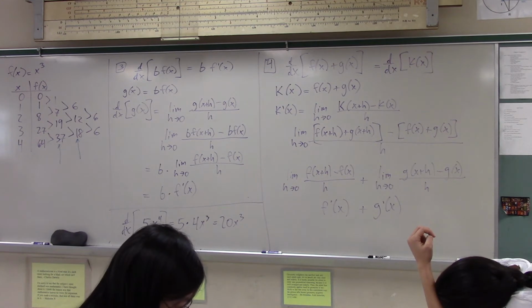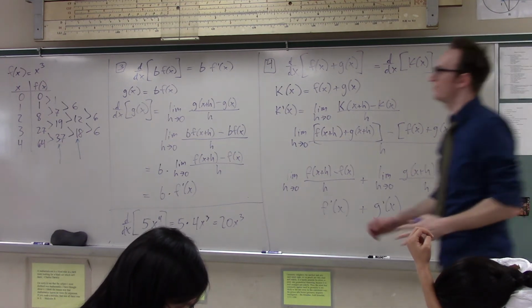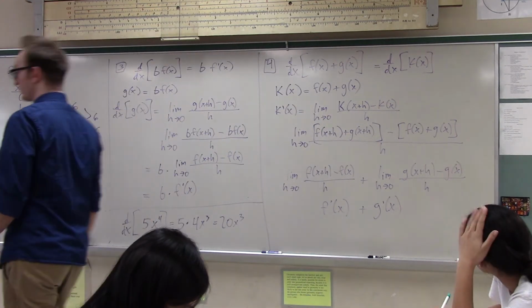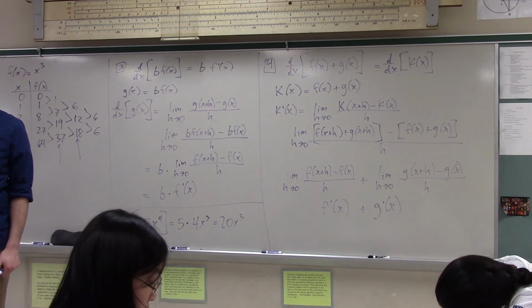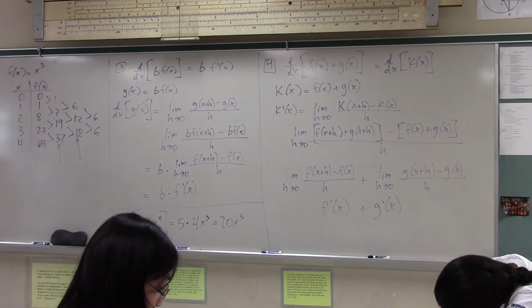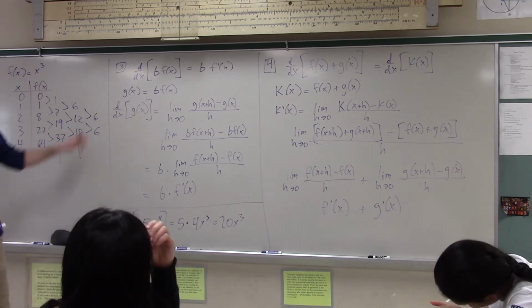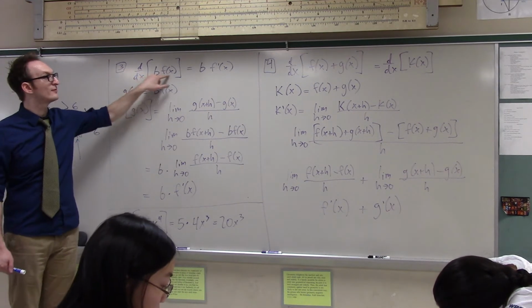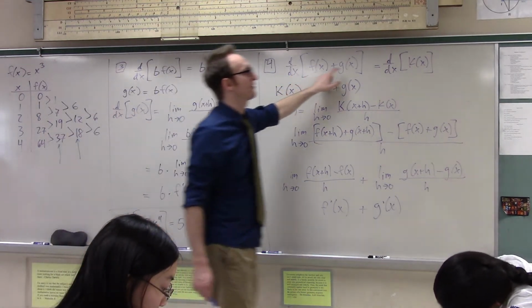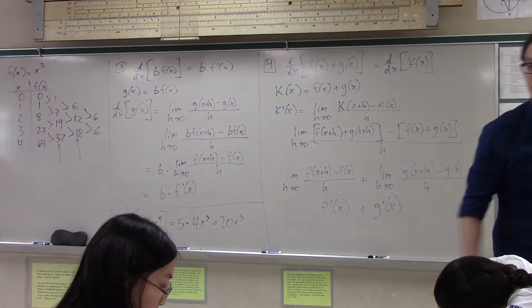Okay. I now know basically four things. I know how to take the derivative of constant functions, 0. I know how to take the derivative of any power function. I know how to take the derivative of a number times a function, and I know how to take the derivative of the sum of two functions.